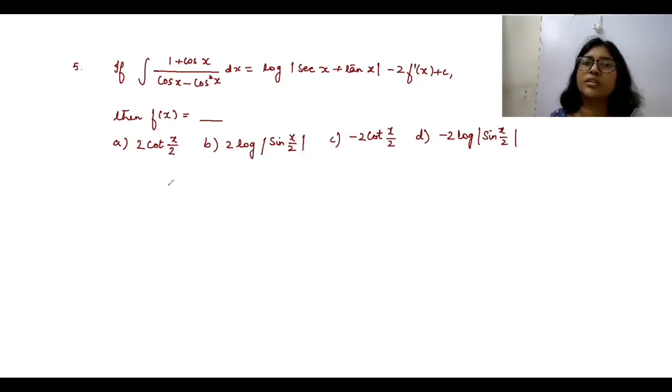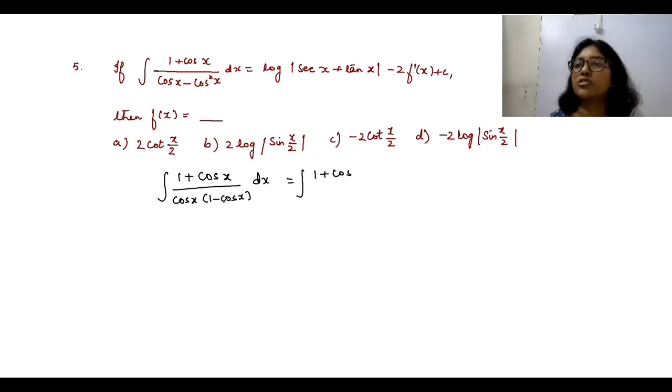That's another question of integration. 1 plus cos x. We'll take cos x common from the denominator. Since we have 1 minus cos x here and 1 plus cos x, we may think of putting the formula of 2 cos square x by 2 and 2 sin square x by 2. But this is sin x plus tan x. So better we will take the conjugate of the denominator.